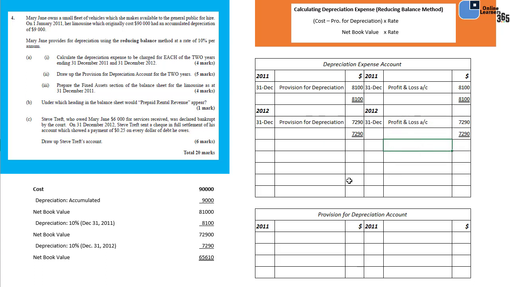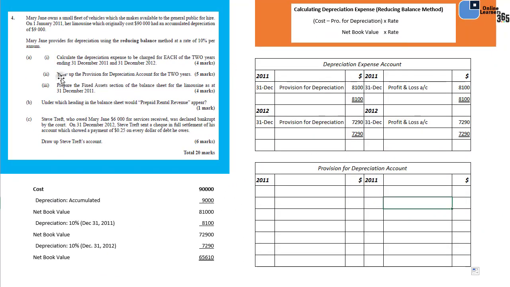Alright, there you have it. The depreciation account for 2011 and 2012. Next, let us draw up the provision for depreciation account for the 2 years 2011 and 2012. Now remember, at the start of 2011, there was already a balance in the provision for depreciation account of 9,000. So we're going to start by indicating that on the 1st of January, there was a balance brought down of 9,000.